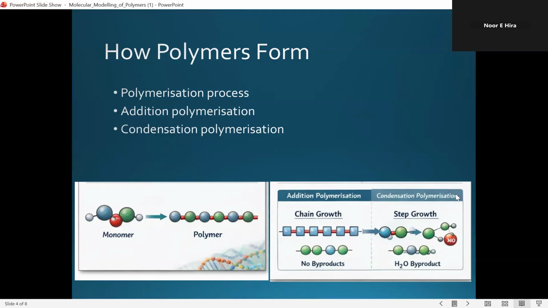But condensation polymerization involves monomers linking and releasing small molecules like water; they are condensing while making a polymer chain. Polyester is made by this method. So it's very important to understand from which method polymers are formed.